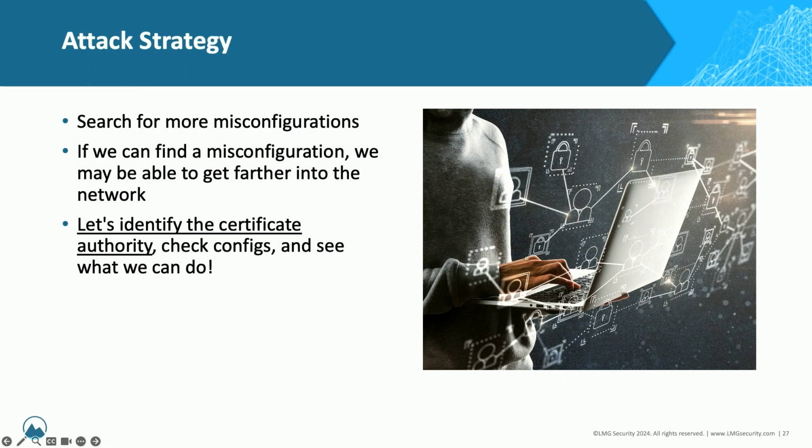Our strategy here is going to be fairly simple. We are going to search for more misconfigurations. We're going to look for other things that we can take advantage of on the network, and usually there are quite a few. If we find one, we may be able to exploit that and just make our way straight into admin. It might be that simple. First we have to identify the certificate authority, which we've just shown how we can do. Now we want to check configurations and see if there are any vulnerable certificate templates that we can take advantage of. So Tom, you want to talk about the tool that you use for this?